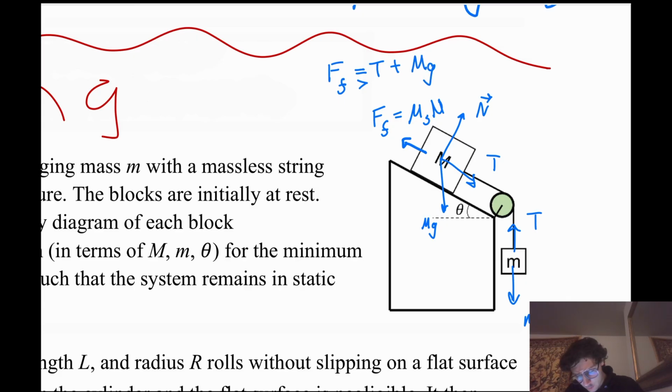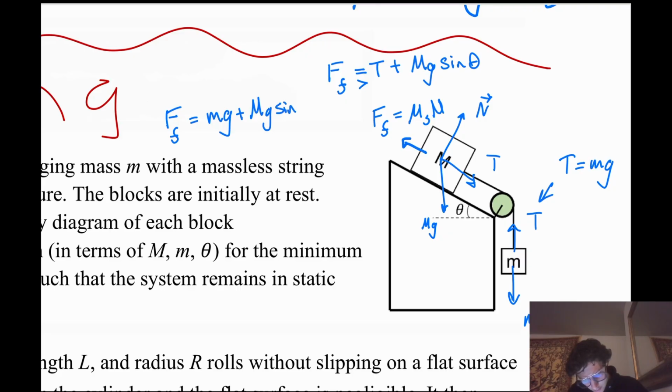So this is mg, and is it cosine theta? It is opposite, so it's sine theta. So the force of friction has to be bigger than the tension here, and this tension is exactly equal to mg. So the force of friction is equal to mg plus mg sine theta.